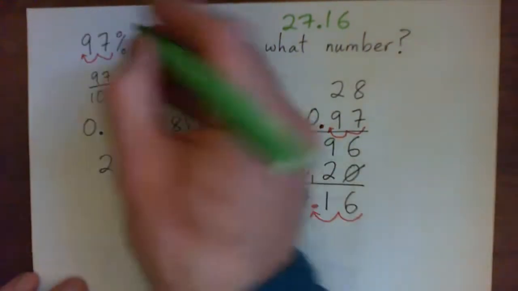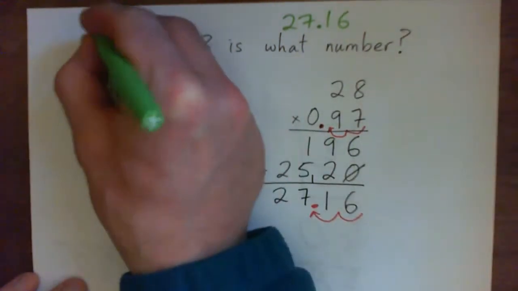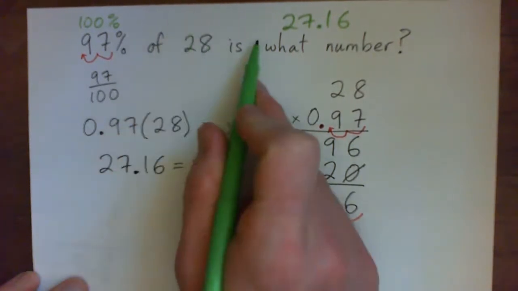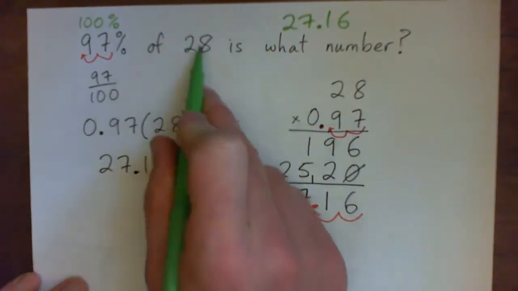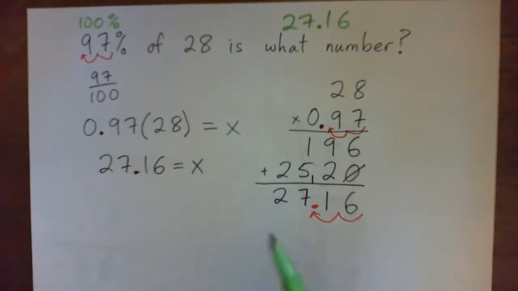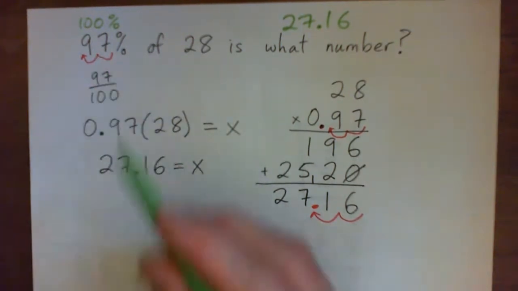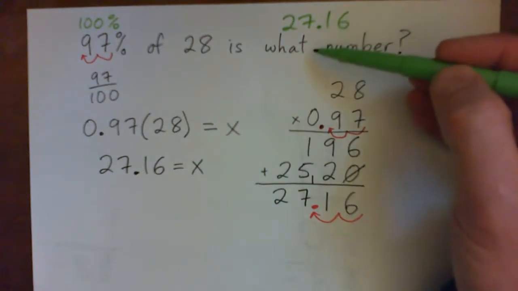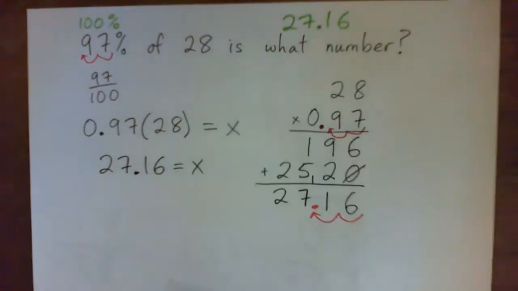So think of it this way. If the question was 100% of 28, that would be 28, right? So 100% of 28 is 28. So 97% is a little less than 100%. So the answer should be a little less than 28, right? So that looks reasonable, right?